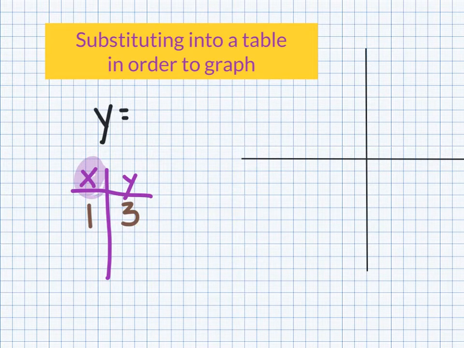Let's write it back in real quick. And let's see, hold on, I gotta get the right color. And let's see, y equals 3x. Alright, cool. Y equals 3x.